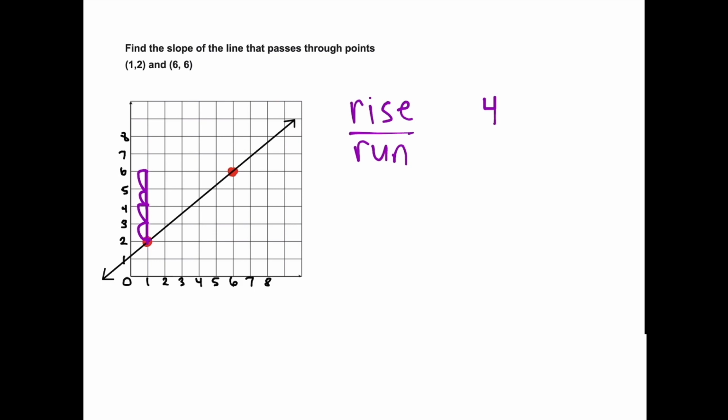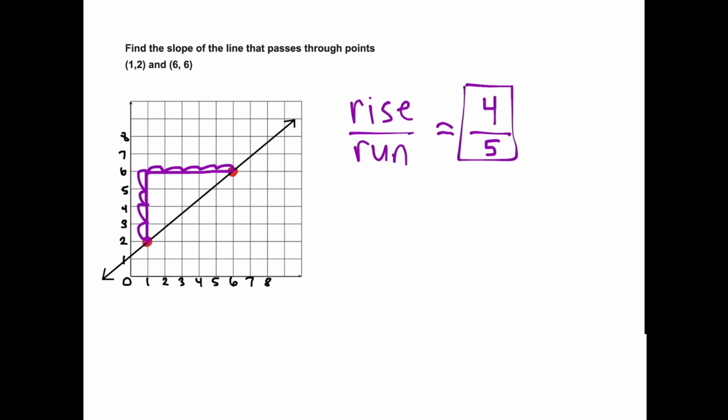Then we're going to draw a line from where we just left off to the point that's on the line. We went right. 1, 2, 3, 4, 5 units. Since we went right or forward, that's going to be a positive 5. So our slope, using rise over run, is 4 over 5.